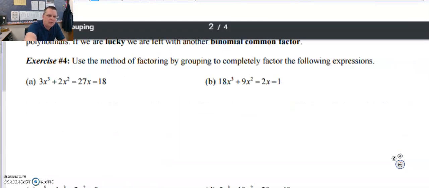Okay? I'm going right over to exercise 4. All right, so I'm skipping that exercise. We'll talk about it in class with the properties.